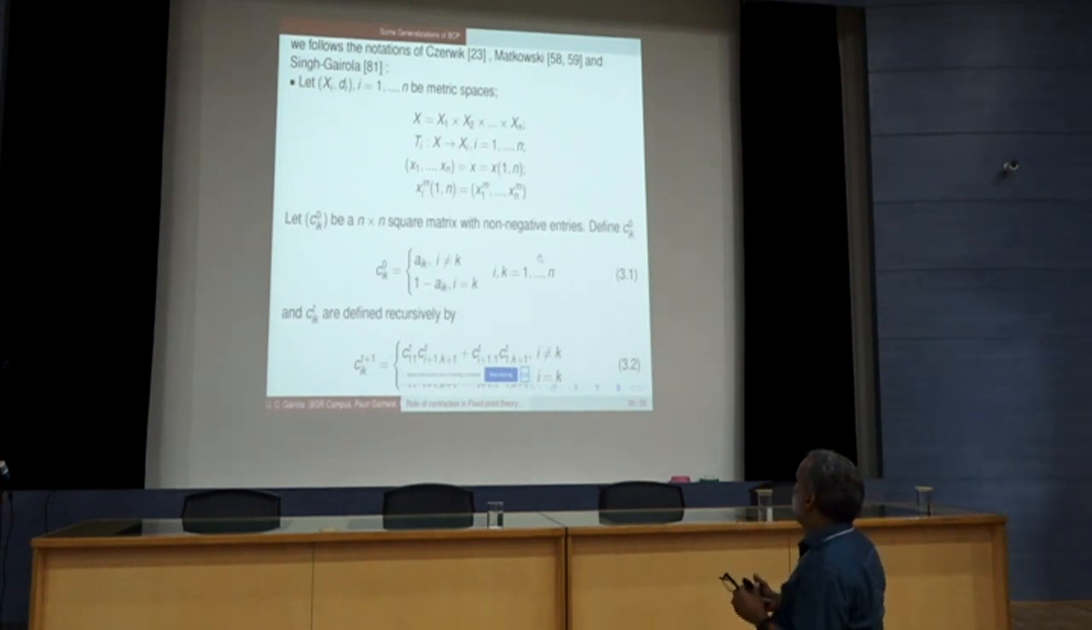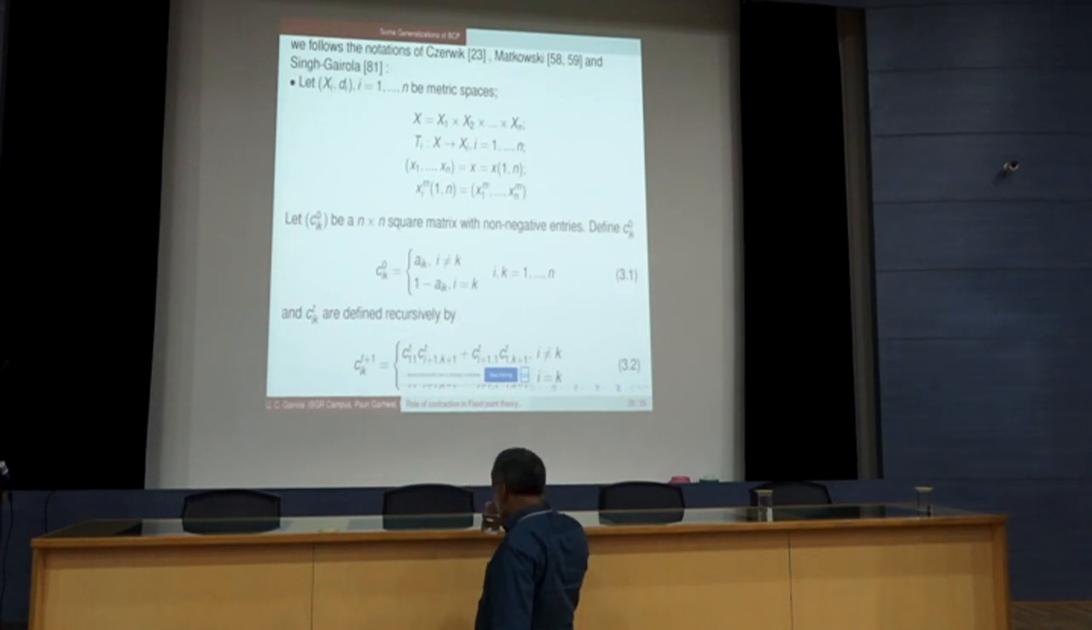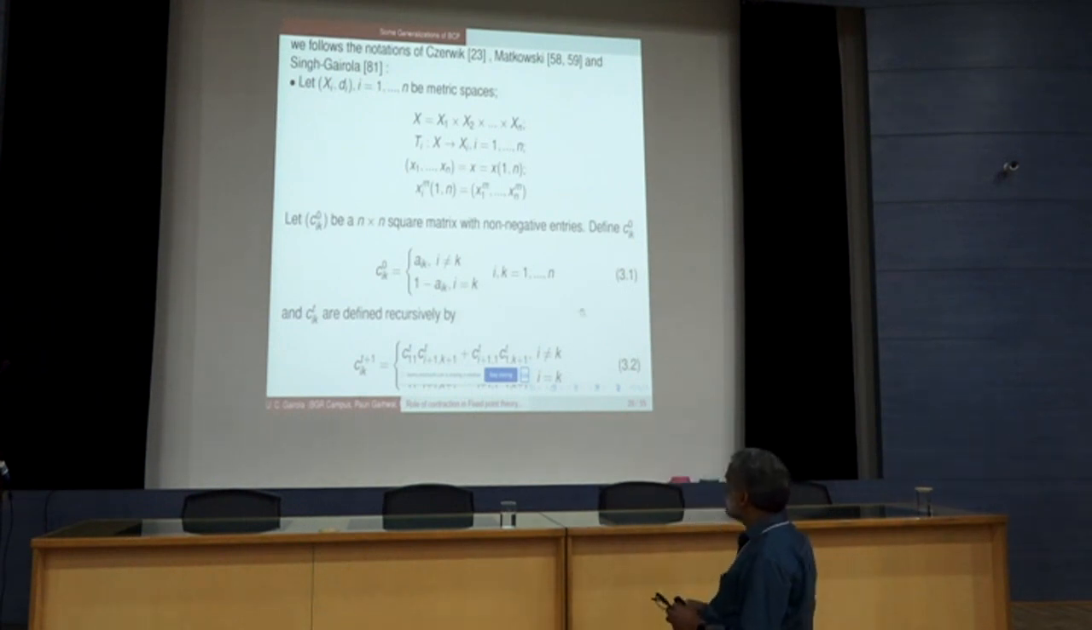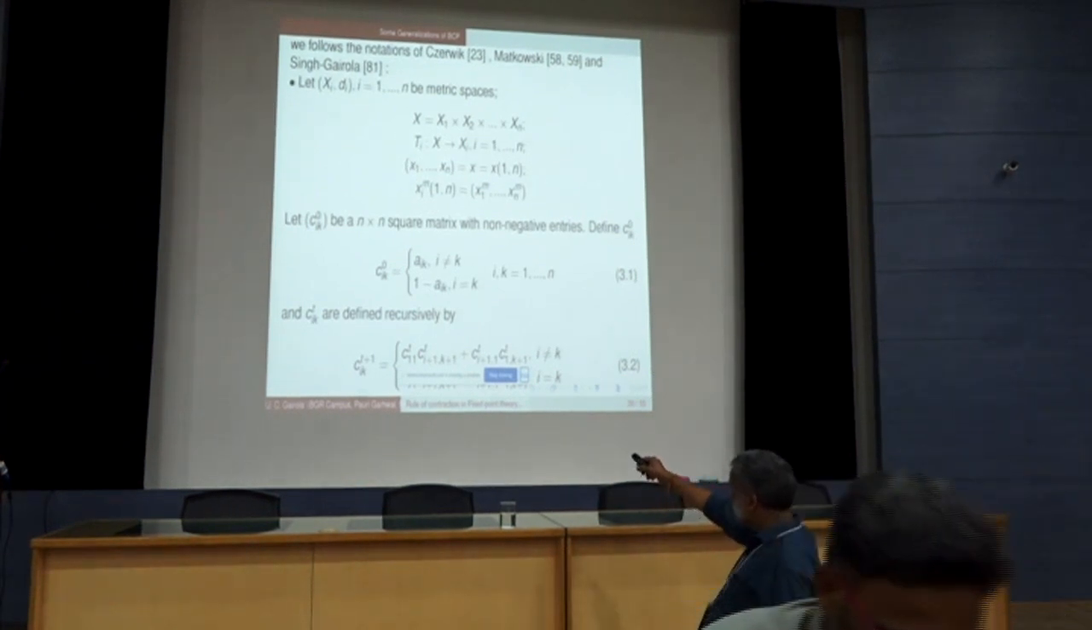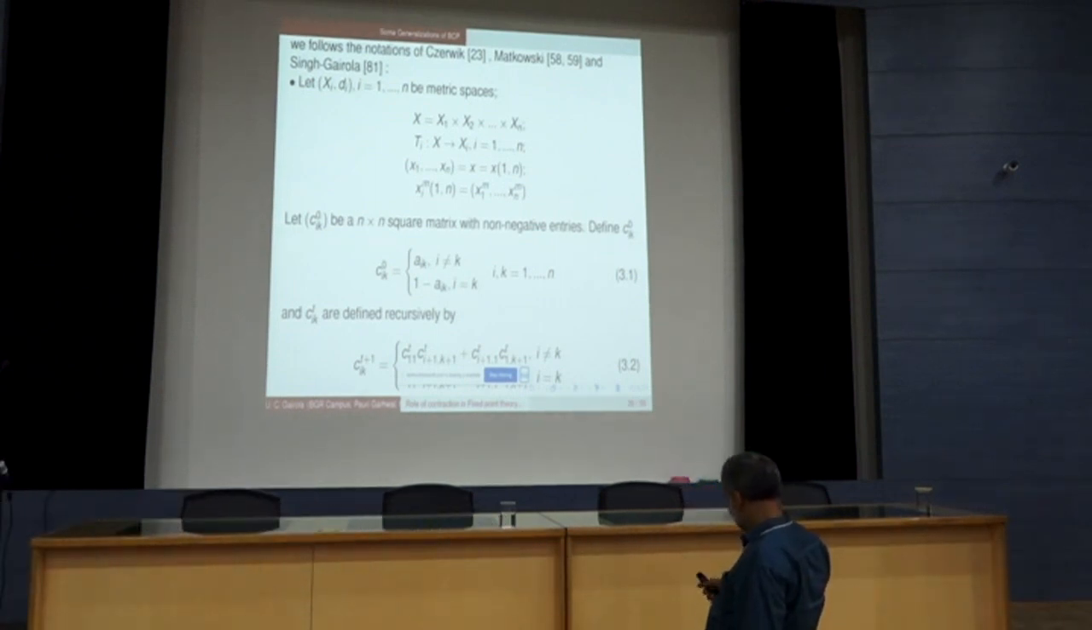Here x is equal to x1 cross x2 cross ... cross xn, and Ti is from this X to Xi; these are the simple notation we have written here. And let Cik be the n square matrix with non-negative entries defined like this, and the Cik^t are defined recursively by this notation.